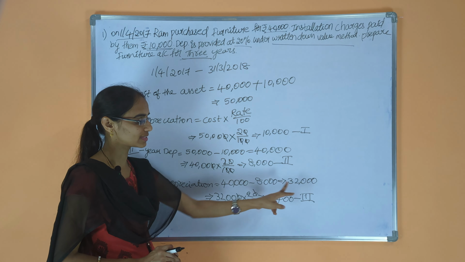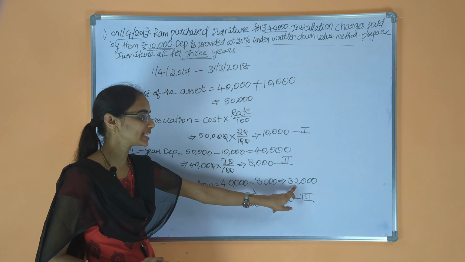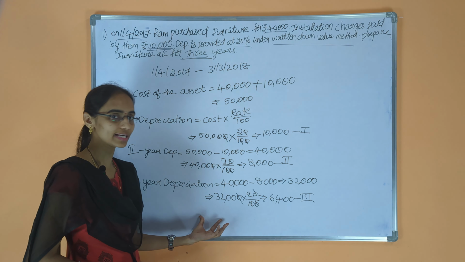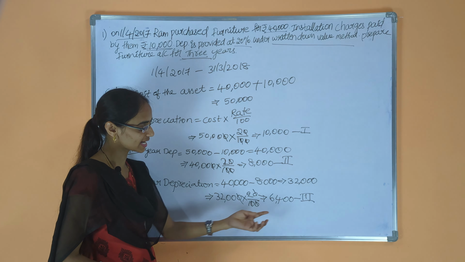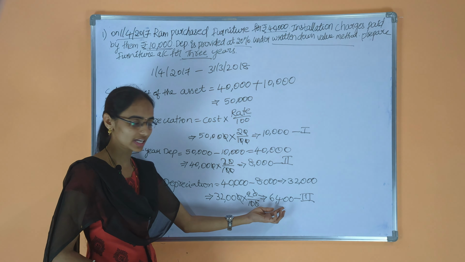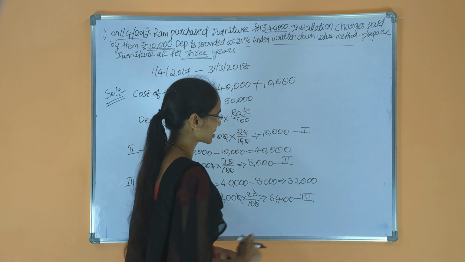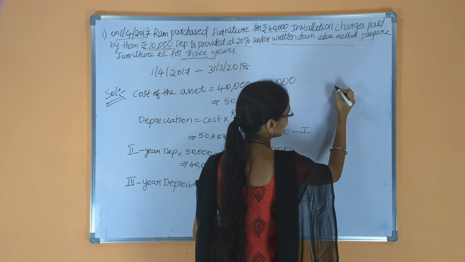40,000 minus 8,000, 32,000 వచ్చింది. ఈ 32,000 పైన మనం థర్డ్ ఇయర్ డిప్రిసియేషన్ క్యాలిక్యులేట్ చేయాలి. 32,000 ఇంటూ 20 by 100. సో థర్డ్ ఇయర్ డిప్రిసియేషన్ వచ్చేసి ఏంటిది? 6,400 అవుతుంది. సో రైట్ డౌన్ హియర్.